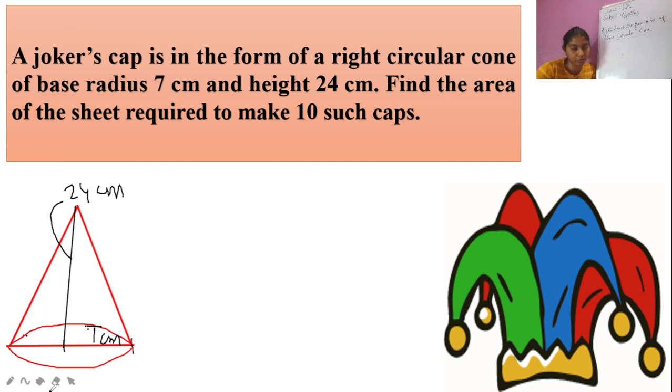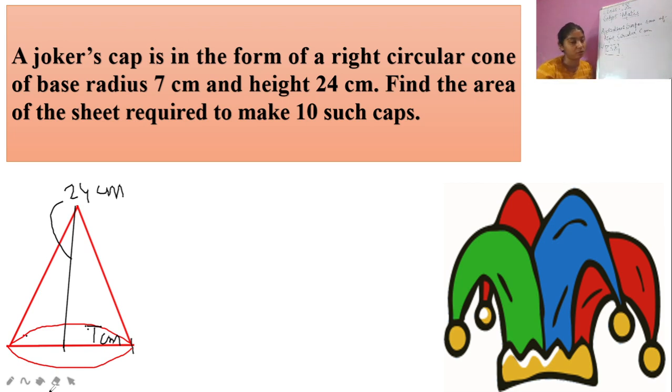So you require the area of a sheet, right? So what do you find out, student? Will you go with the curved surface area or total surface area? Yes, because we only need the area of sheet for the outer part. We don't want the circular base, so we will go with the curved surface area, not the total surface area. So now you come to know that we have to go with the curved surface area, right?